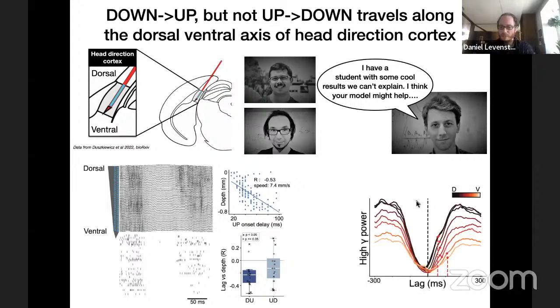And we can reproduce this when we look at the gamma power, a good proxy of spiking, aligned to the slow wave. You see that basically all the channels, or a subset of channels, from dorsal to ventral tend to fall into the down state at around the same time, while the return to the up state starts with the dorsal channels and travels to the ventral channels.